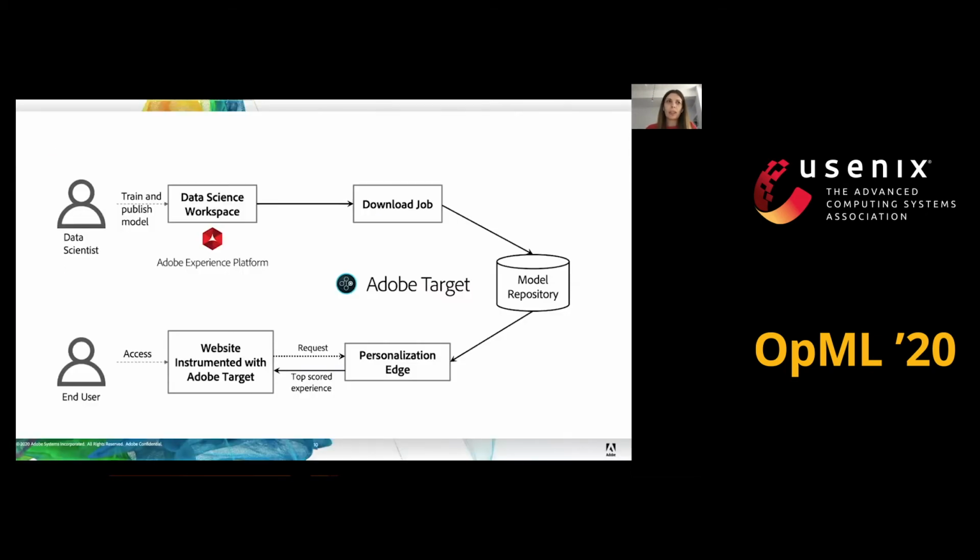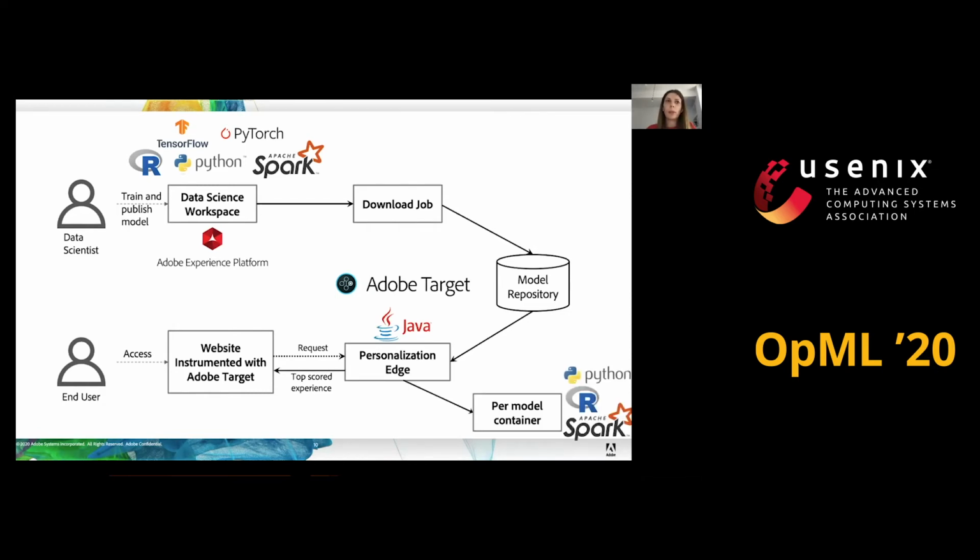The challenge is that we have multiple languages and frameworks available in the data science workspace, which is very good for data scientists because they have so many options. It's a bit challenging for us because on the personalization edge, we are solely running on Java. We had the option of running each model in an isolated environment, but we were a bit concerned of the extra hop that each request needs to do and the extra management of infrastructure.